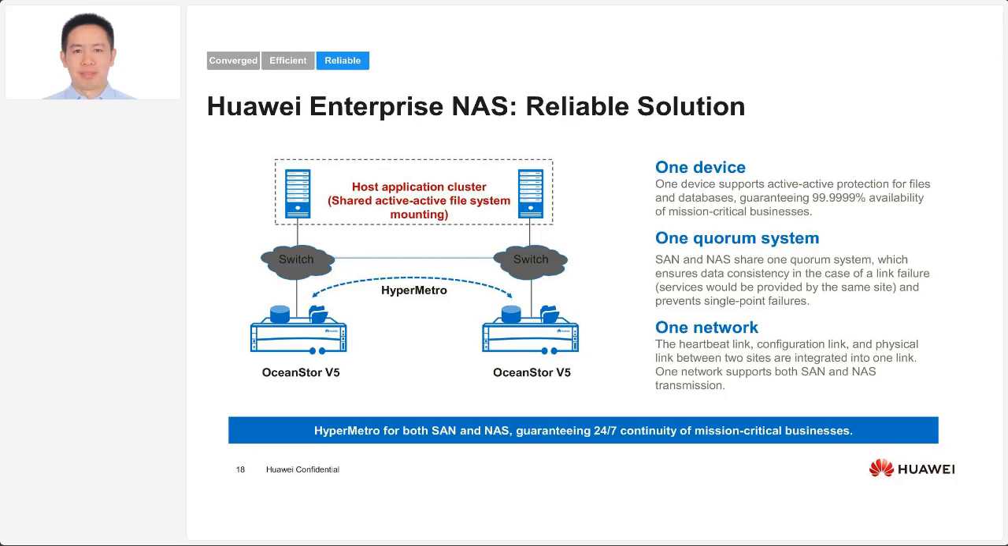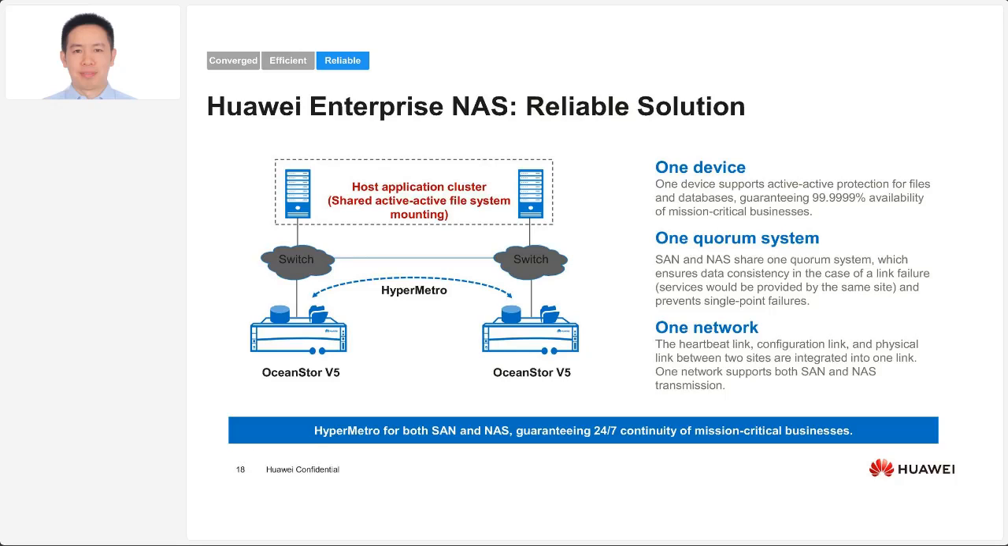You can see how it works in the diagram from HyperMetro, from the different sites, with one device to support active-to-active protection for files and the database, and to guarantee five nines availability of the mission-critical business, and one quorum system as well. SAN and NAS share one quorum system, which ensures data consistency in the case of a link failure, and prevents a single point of failure as well.